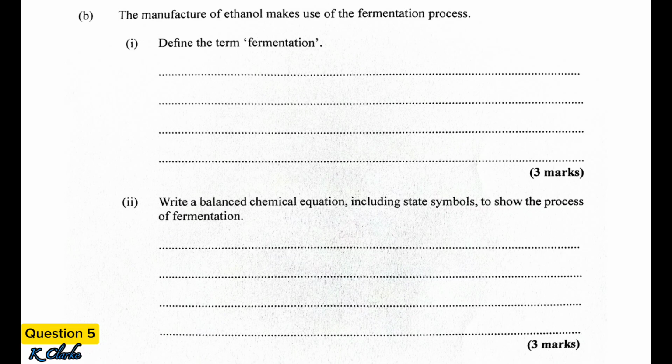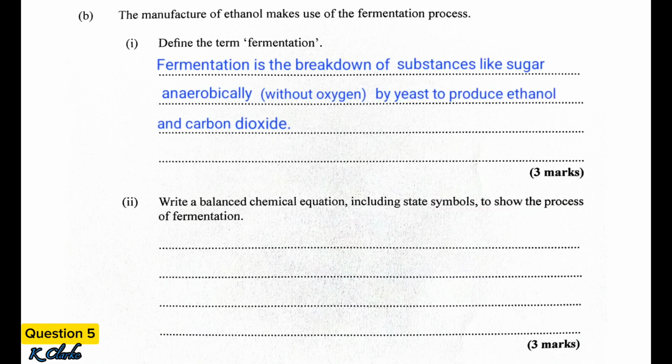B. The manufacture of ethanol makes use of the fermentation process. Part 1. Define the term fermentation. Fermentation is the breakdown of substances like sugar anaerobically, that is, without oxygen, by yeast to produce ethanol and carbon dioxide. Part 2. Write a balanced chemical equation including state symbols to show the process of fermentation.